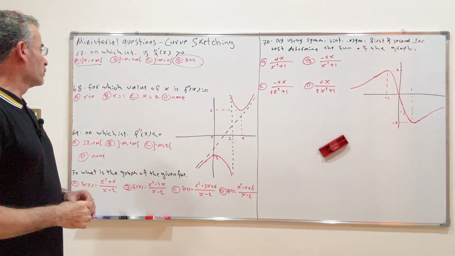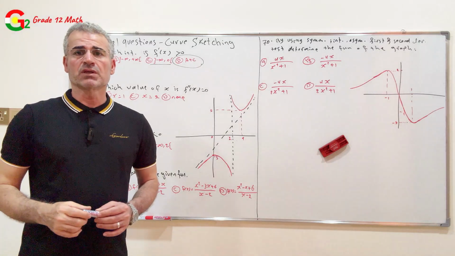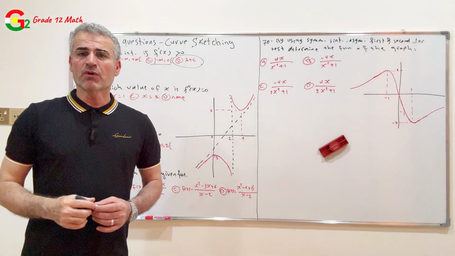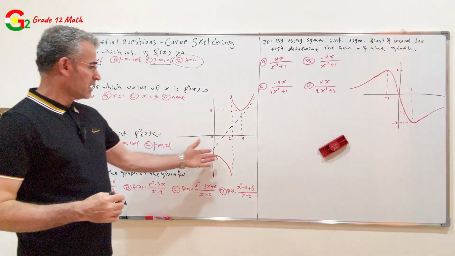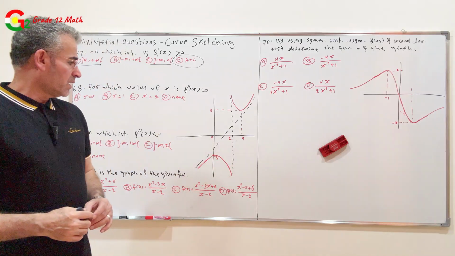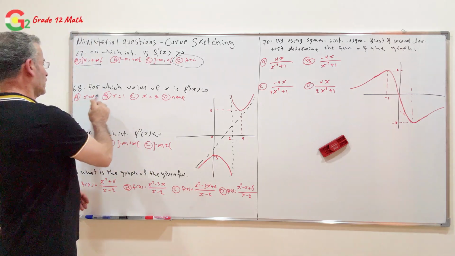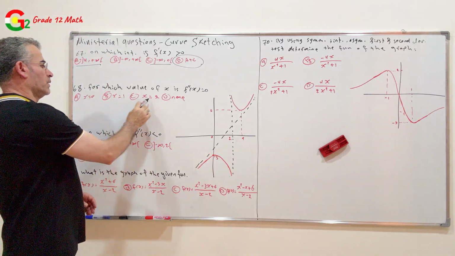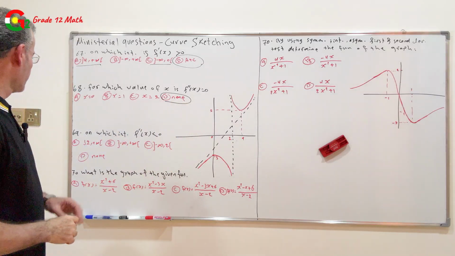68. For which value of x is f double prime of x equal to 0? F double prime of x is equal to 0 at the inflection point, and since the graph has no inflection point, it is not 0, not 1, not 2. It is none, the right choice.